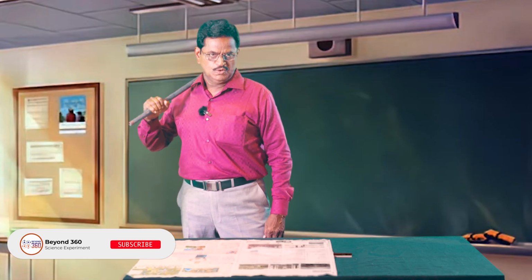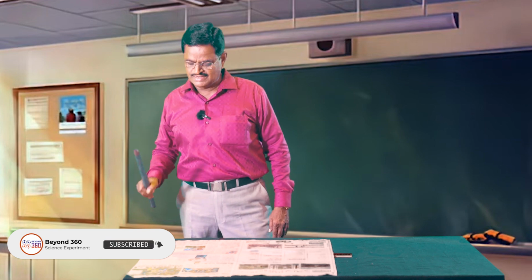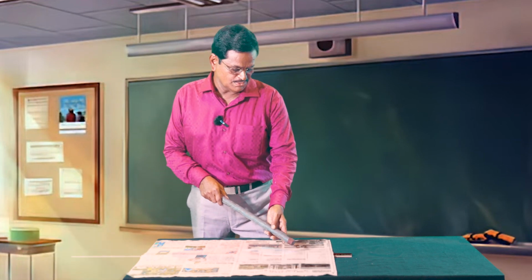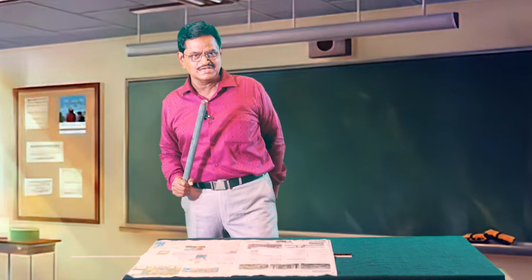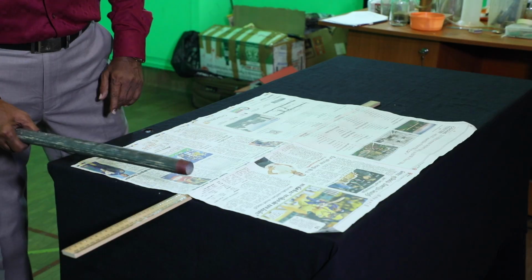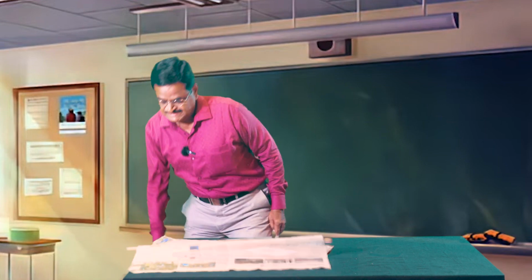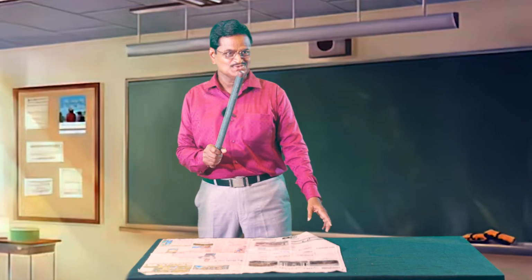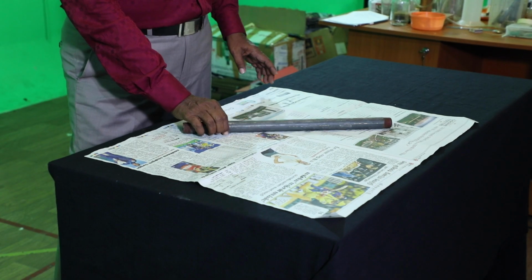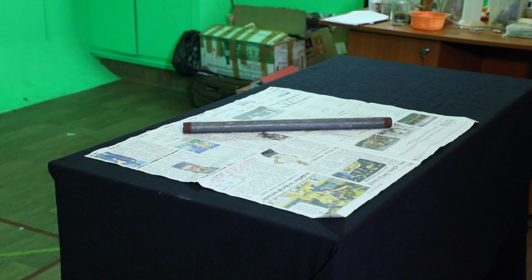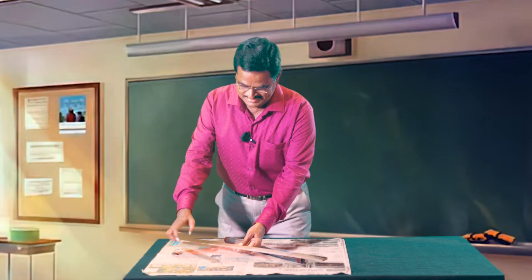Give a very large force. Give a blow. Okay, very large force at this point. What will happen to the paper? What will happen to the scale? Let us do the experiment. Then we will explain. Right? Ready? 1, 2, 3. As you said, the paper stayed on the table, but the scale is broken into 3 pieces. See?